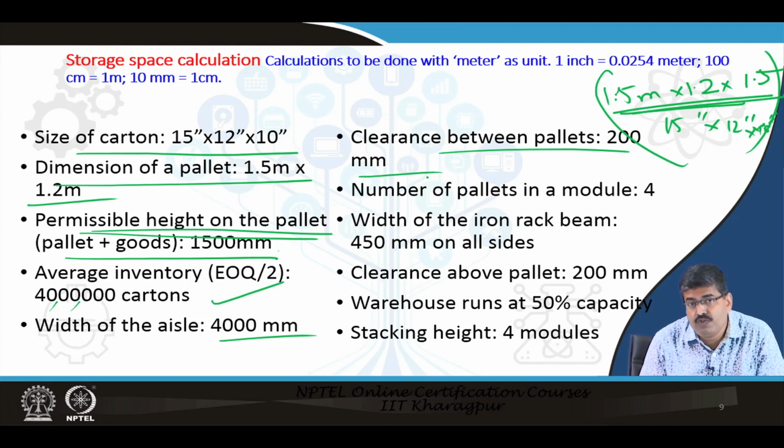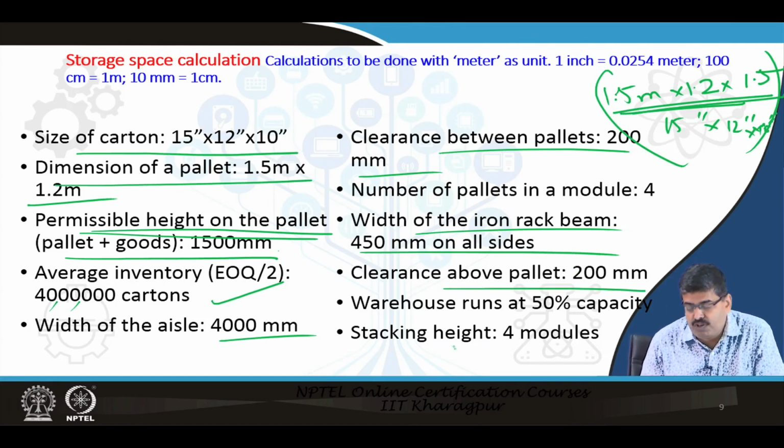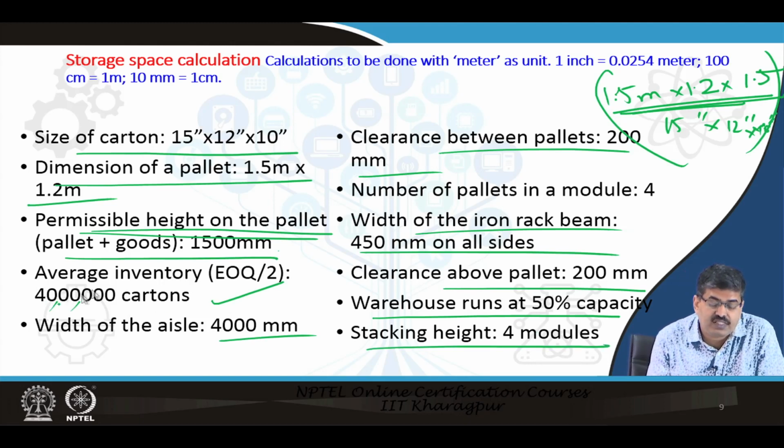Where will you need it? You will need it while you are calculating width of the module and length of the module, right. Width of the iron beam 450. Where will you need it? When you are calculating the width of the module and height, etc. Clearance of a pallet for height of the module. Warehouse runs at 50% capacity. So, this 40 lakhs, full stock is 80 lakhs, that is 50% capacity. So, you will have to keep provision for 160 lakhs, and stacking height is 4 modules.